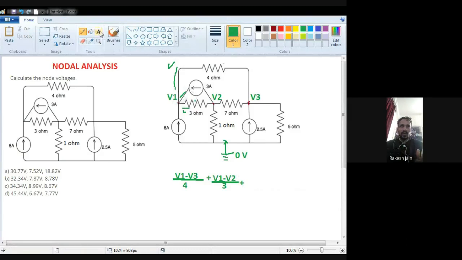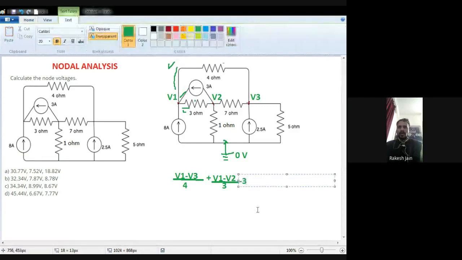So whenever a current is coming towards the node, just write that one with a negative sign. So I write here minus 3. Now see the other branch, 8 ampere current. Is the 8 ampere current coming towards V1 or going from V1? This is also coming towards V1, so we have to write it with a negative sign again. And no other branch remains, so that is equal to 0.